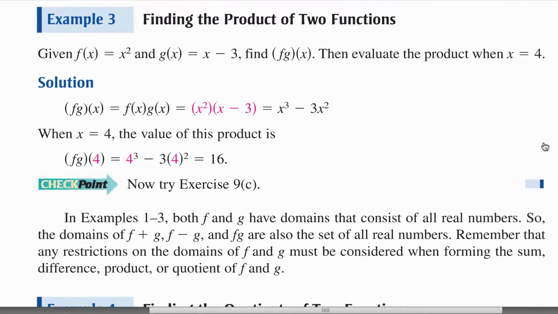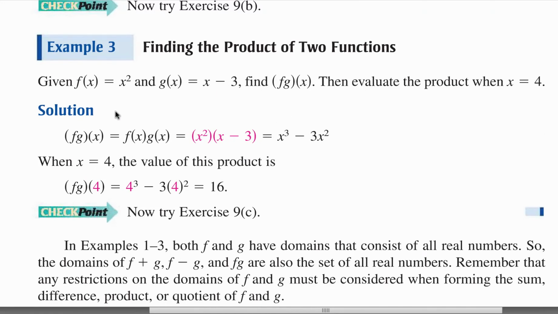All right, the product of two functions, f times g. So here's f of x, here's g of x. First, let's find f times g, and then let's evaluate the product when x is 4. So f times g becomes x squared times x minus 3. So we're going to distribute the x squared, and we get x cubed minus 3x squared. Take f times g of 4, and we plug that 4 into the end result. 4 cubed minus 3 times 4 squared, which is 16. And now I would like you to pause the video and try exercise 9C.